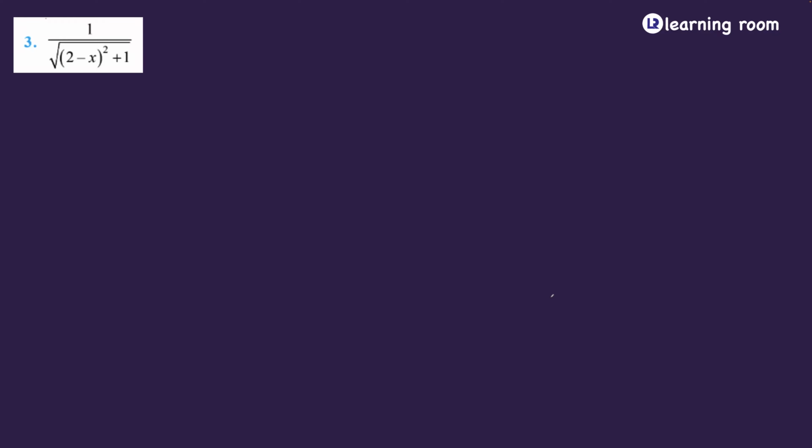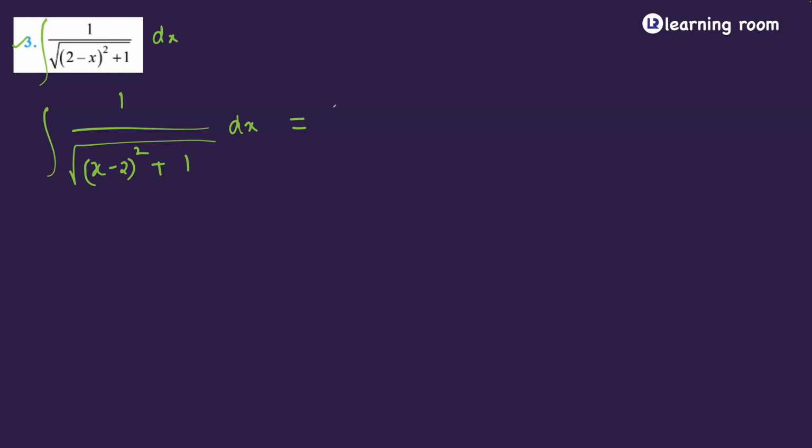So look at the third problem. The third problem is the integral of 1 by root of (2 minus x) the whole square plus 1, times dx. Right. So what will this be? Integral of 1 by, can I write this as root of (x minus 2) the whole square plus 1? Both are the same. Times dx. So what will the answer be?